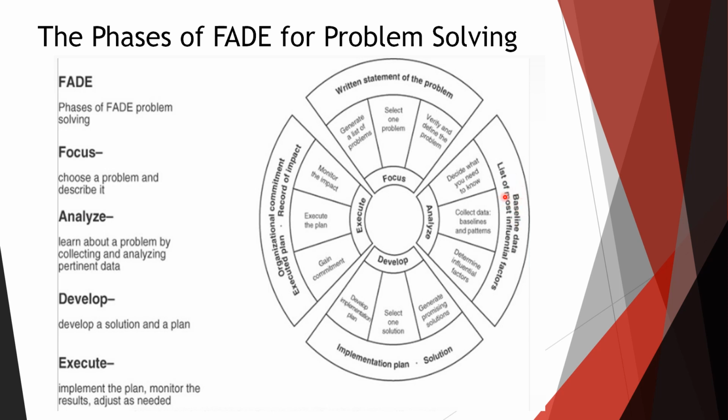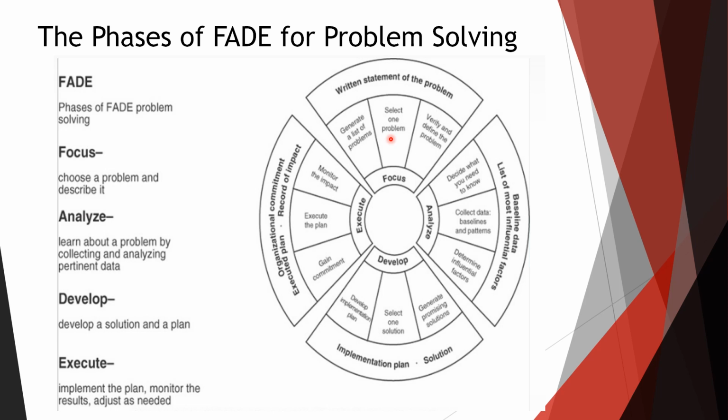And here we can see the different spokes, so-called, of the wheels. So in the focus, we have generate a list of problems, select one problem, verify and define the problem. So there could be many different problems that you're working on in the thing, but once you generate the list of problems, select one, and then you can implement this on one. When you're building the action plan on what to do, you don't have to go through all this sequentially. Okay, you can do this in parallel.